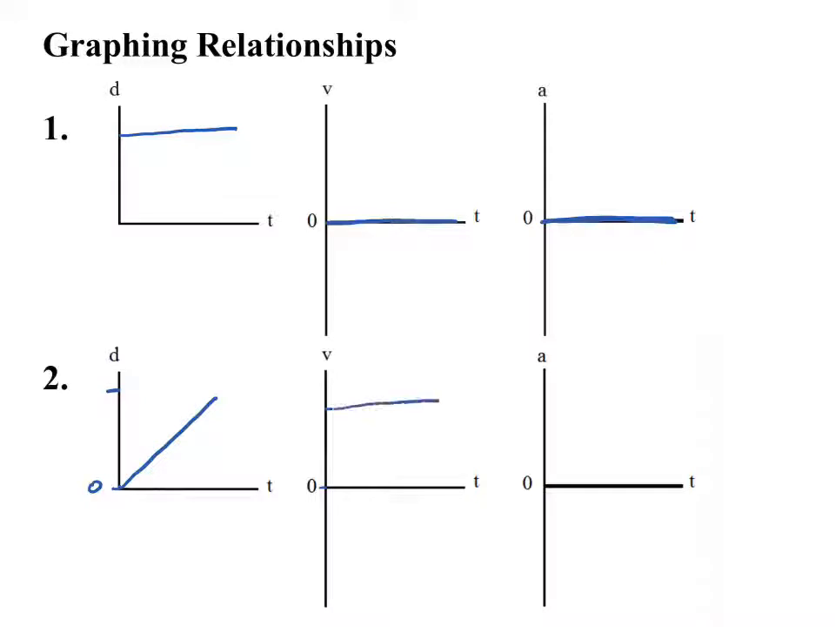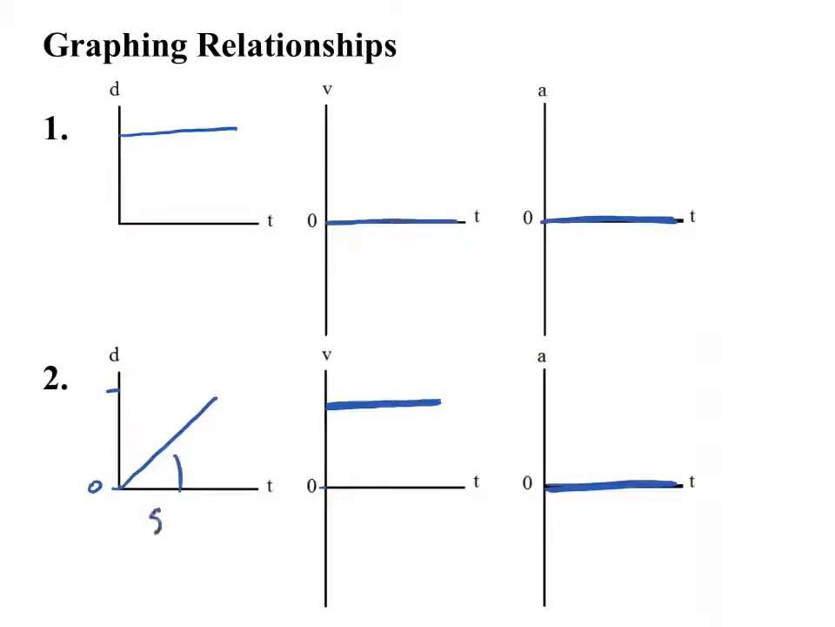So it's going to be above 0, but it's going to be constant. It's going to be a horizontal line because the velocity is not changing. And since the velocity is not changing, is the acceleration changing? Absolutely not.